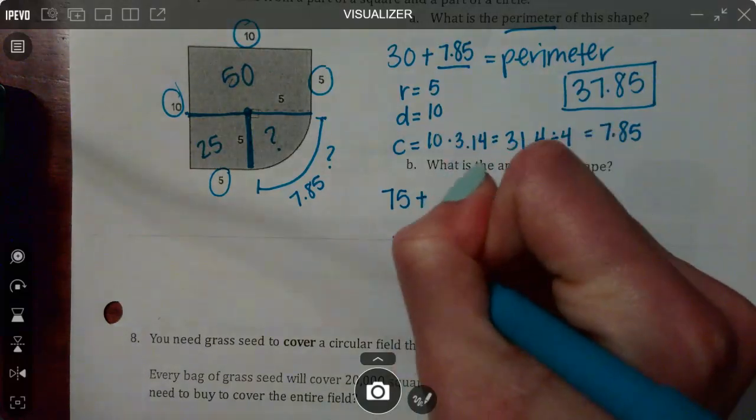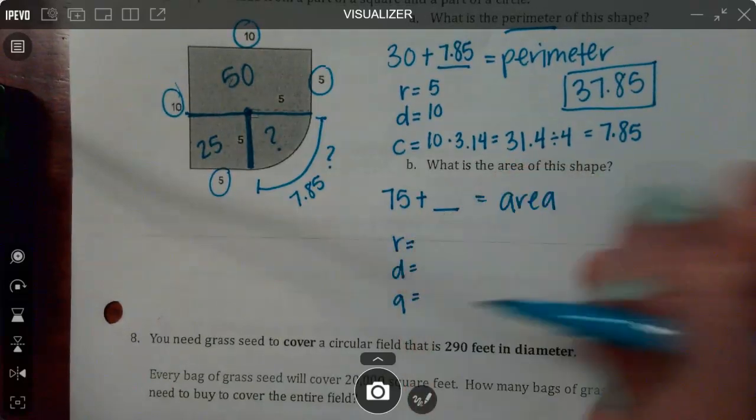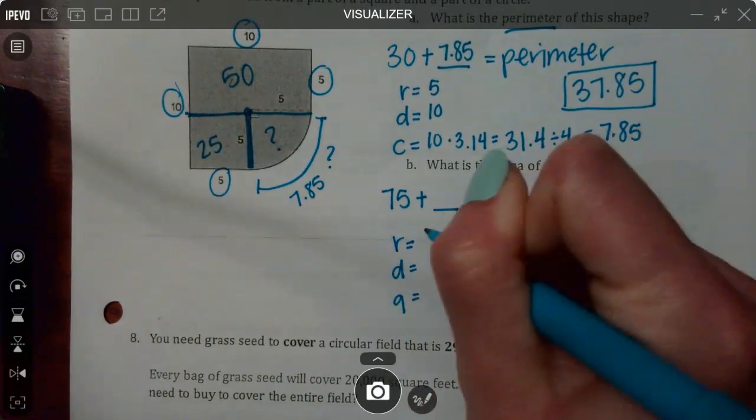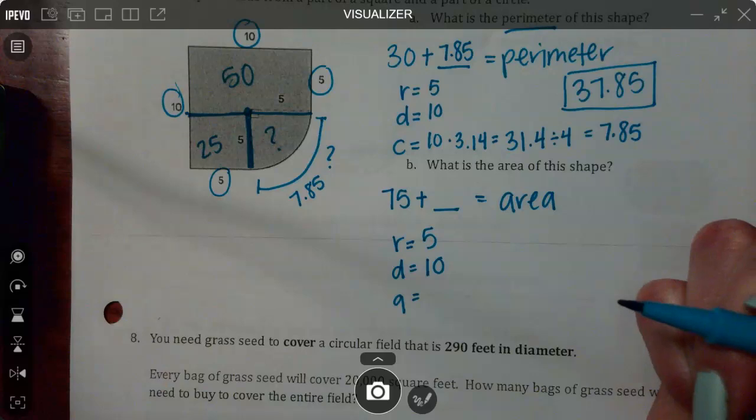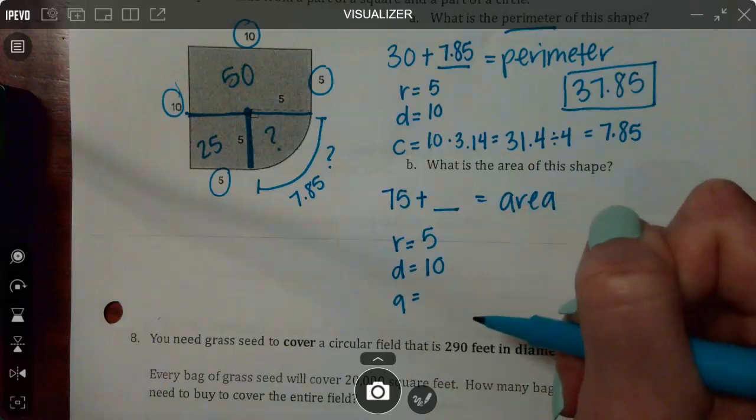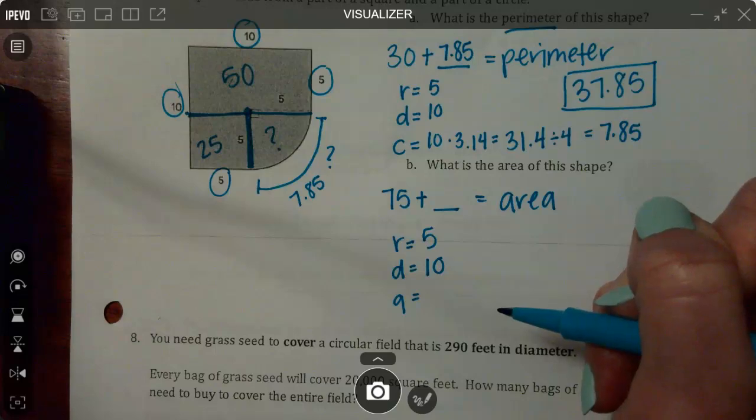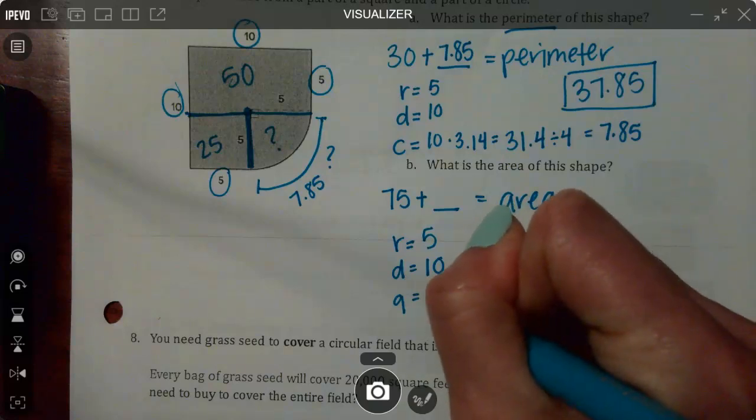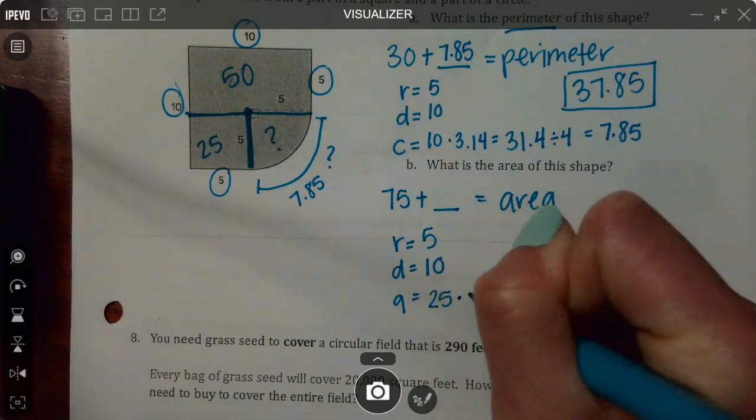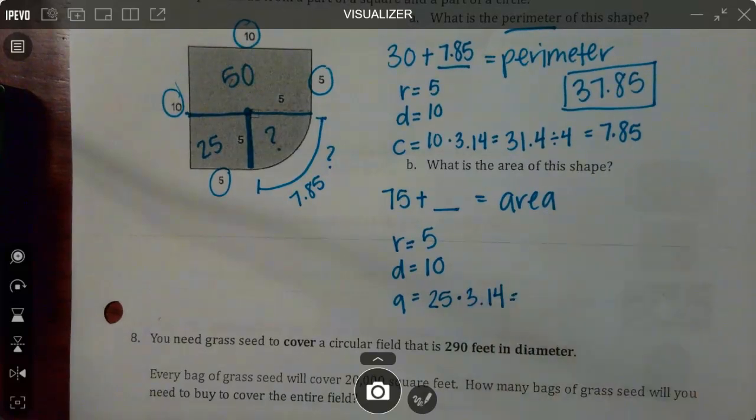So I need to find my parts of a circle and solve for area. All right, well, R is still the same, 5. Diameter is still the same, but this time I need to use my radius to find my area. Well, I know that area is radius squared times 3.14. So 5 times 5 is 25 times 3.14 in my calculator, 78.5.